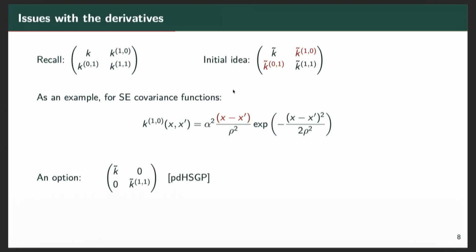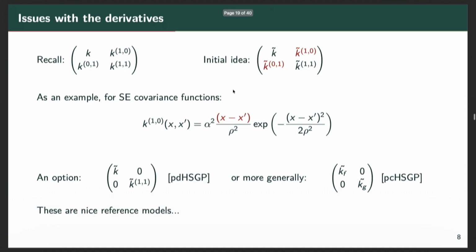One option is that we completely drop the terms, and we just work with K and K tilde, K11. Let's call this partial derivative HSGP. Another more general form is that we are simply using the same structure, but these are two different processes that have their own covariance functions. Let's call it partial composite HSGPs. These were basically the models from the submitted abstract, but now we can use them as reference models.